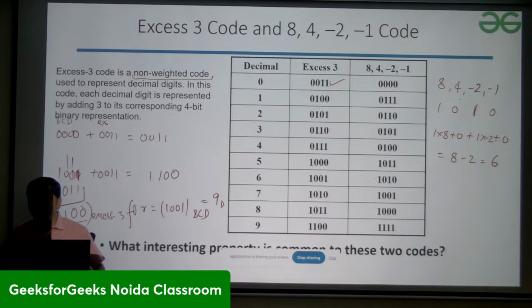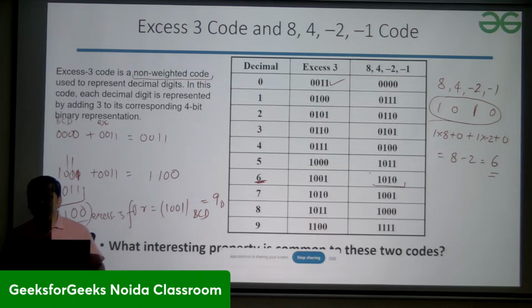Okay, what was this? 1010. That is supposed to be represented as 6. So in binary number system, we simply assume that this particular value is 10, but in 8 4 minus 2 minus 1, it is representing 6. So for decimal 6 you can see the value is represented as 1010, that we have just seen here. Any other value?